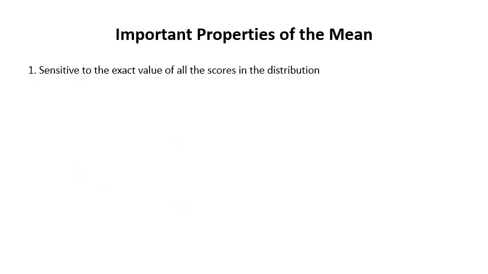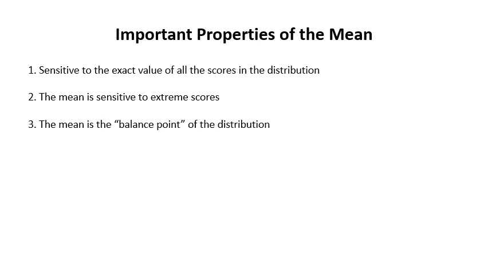Okay, now we're going back to the mean real quick, talking about some important properties of the mean. This is good to know information. The mean is sensitive to the exact value of all scores in the distribution. This is why an outlier can affect it. The mean is sensitive to extreme scores because it's sensitive to every value in the distribution. If one value changes, your mean is going to change.